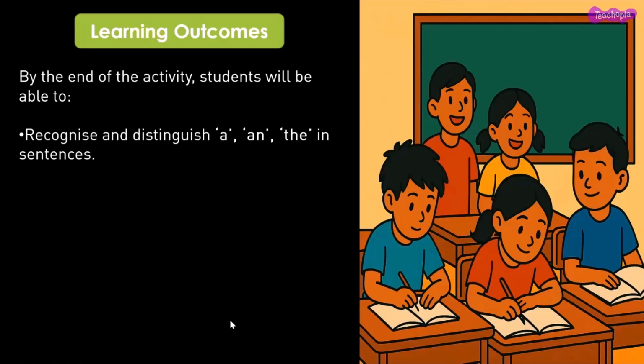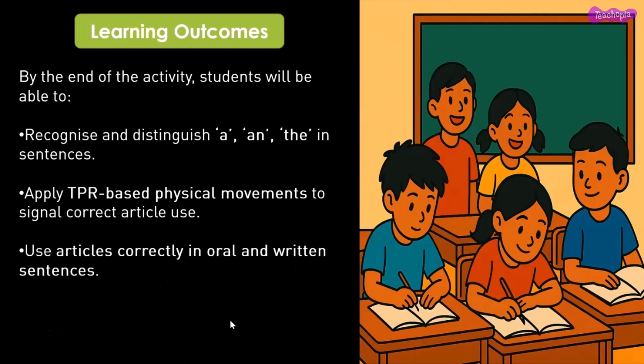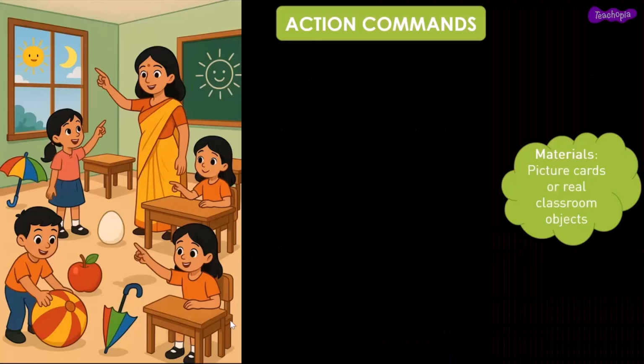will be able to recognize and distinguish a, an, and the in the sentences. They will be able to apply TPR based physical response movements to signal correct article usage. They will be able to use articles correctly in oral and written sentences. And they will be able to demonstrate an understanding through a TPR sorting game and sentence building task.